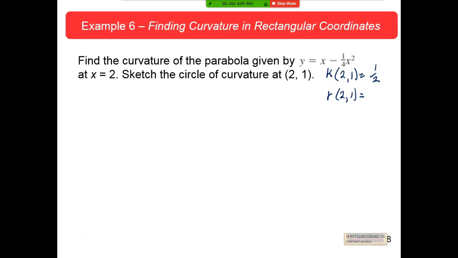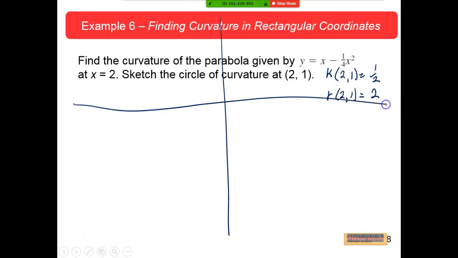Exactly. And if K is 1/r, what is r? K is 1/2? So r is 2. R is 2. All right. We know the radius is 2. Okay. It says sketch the circle of curvature at 2, 1. Okay. Now I think what I'll do is sort of draw, when I say sort of, I mean sort of draw my graph here.